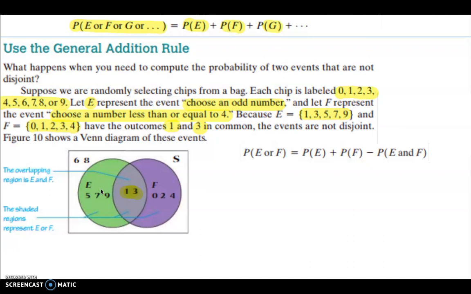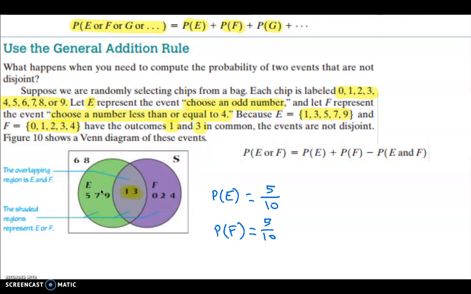So the probability of event E is going to be 5 out of 10, because there are 5 things in event E. The probability of event F is likewise 5 out of 10, because I count up 1, 2, 3, 4, 5. There are 5 different outcomes in event F.